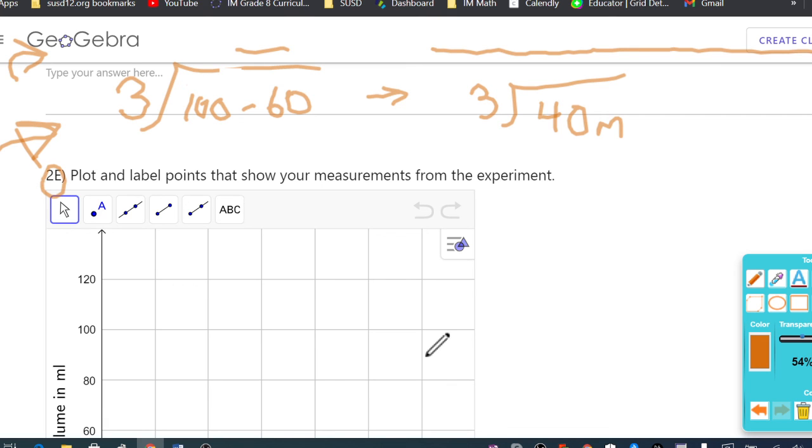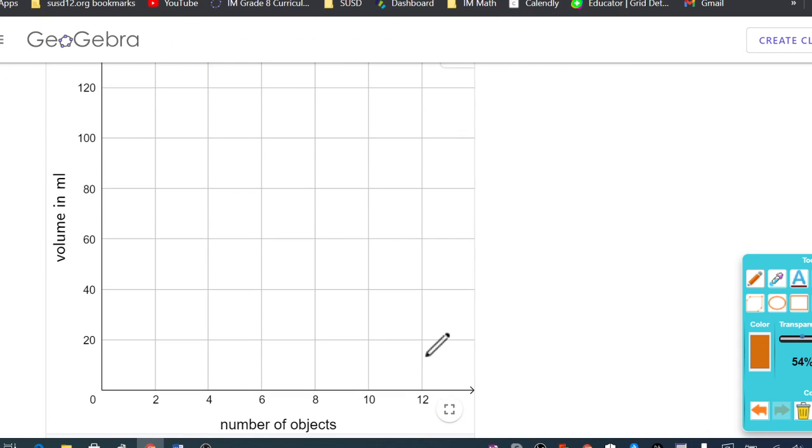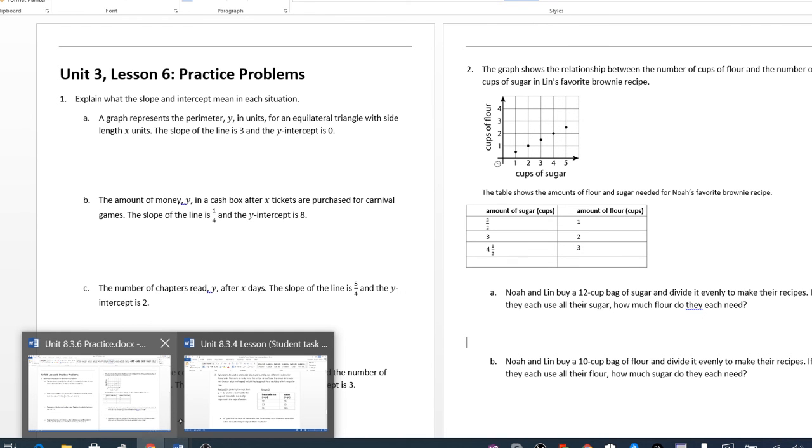2E, plot and label points that show your measurements from the experiment. Okay, in this experiment, it asked you to first put in 3 marbles. So you're going to have a point for the water level when you add 3 marbles.